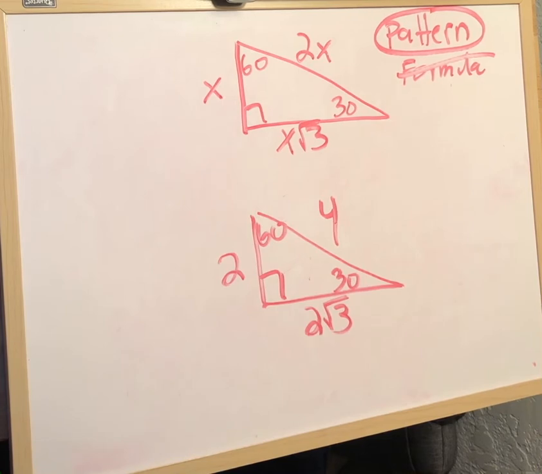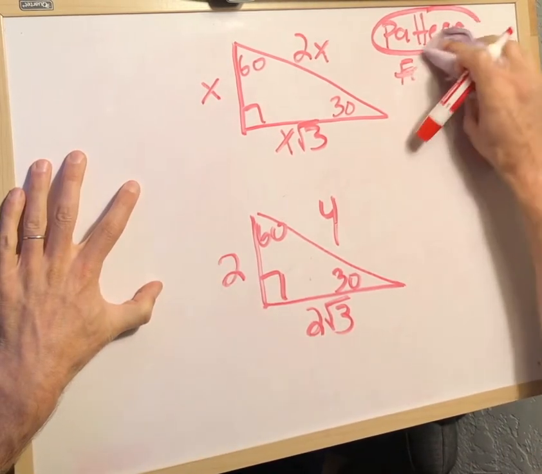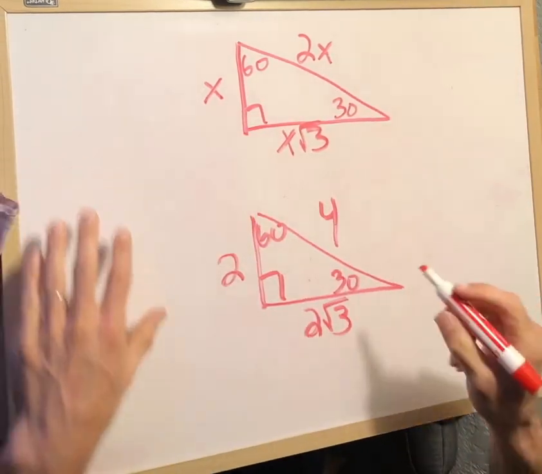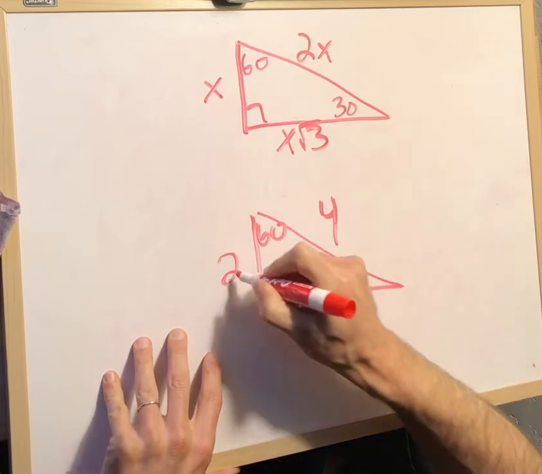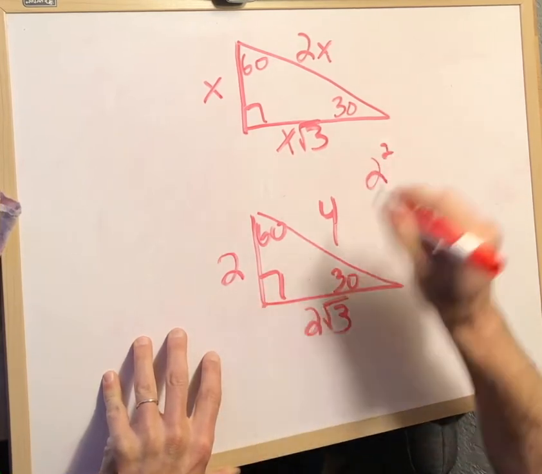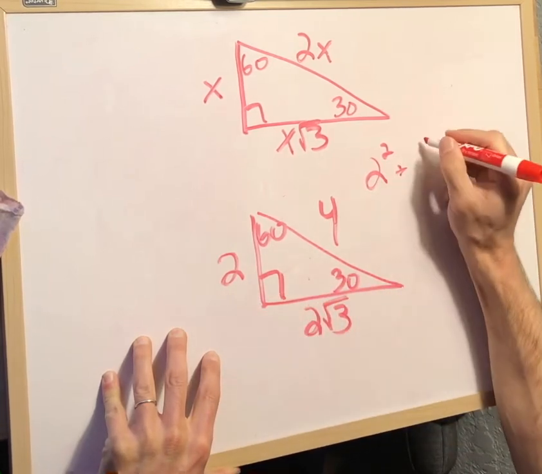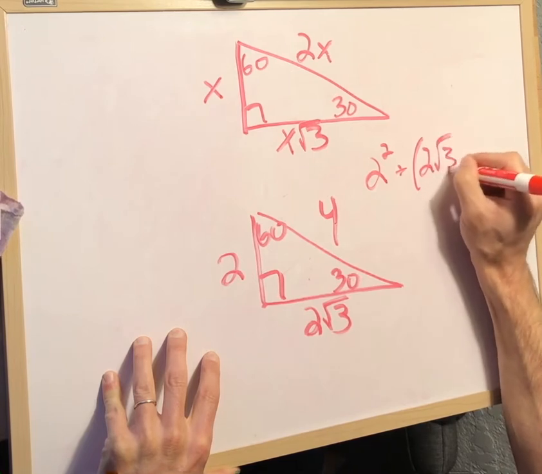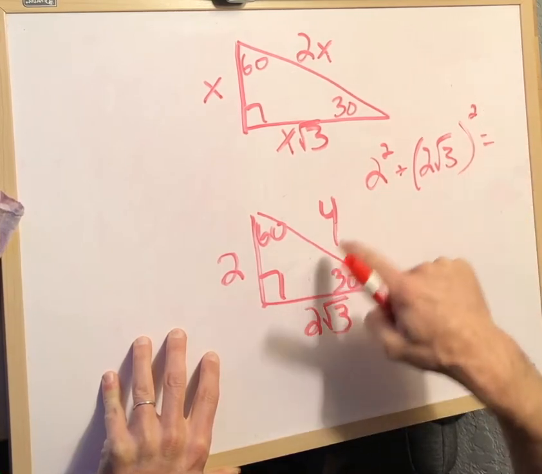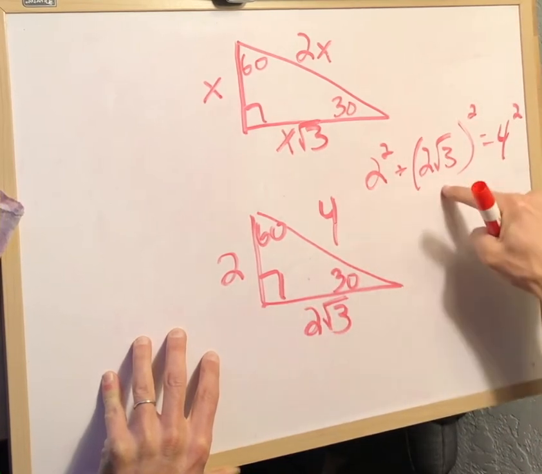Now, this is the way, if they give you one of these sides, you find the other 2 sides. And watch, remember the Pythagorean theorem that I showed you a second ago? Well, this actually works for this. It works for any kind of right triangle as long as everything's labeled correctly. Watch, I'm going to do it. You don't need to do this, but I'm just going to show you. 2 squared plus 2 root 3, this is a, this is b, squared equals c squared. Remember, a squared plus b squared equals c squared.